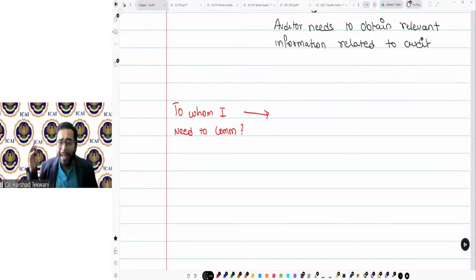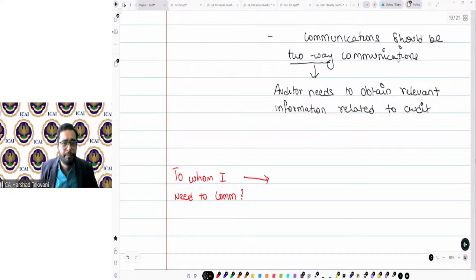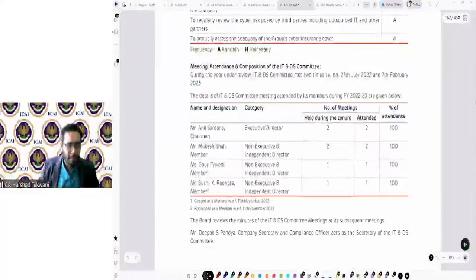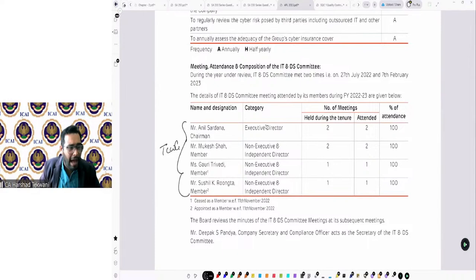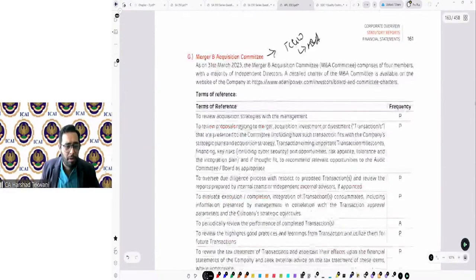I cannot write a letter to those charged with governance and send it to the company. Now, the company will know themselves who are those charged with governance. I need to identify a specific, appropriate person within the governance structure. So, let's say, for example, this particular example. These are the people I can say are those charged with governance. I have to identify these appropriate people within the organization. Or let's say, for example, the audit committee.